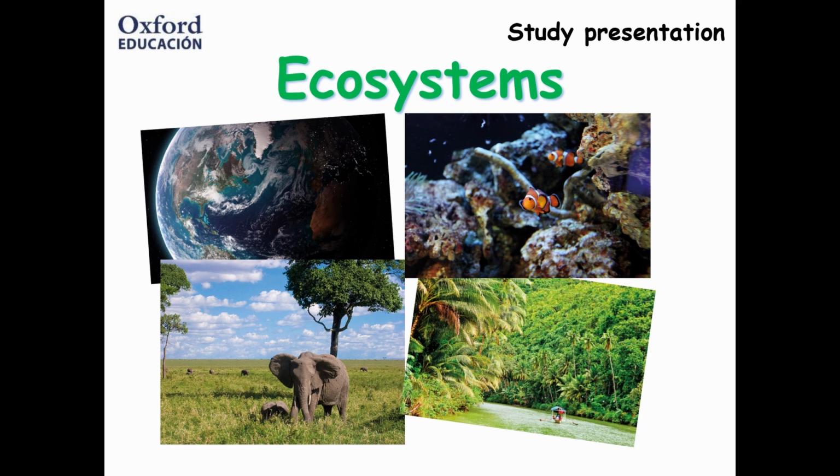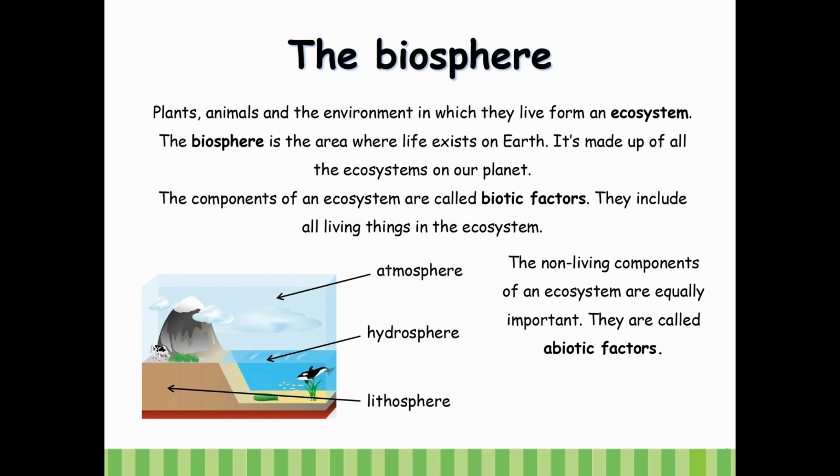Ecosystems. The biosphere. Plants, animals, and the environment in which they live form an ecosystem. The biosphere is an area where life exists on Earth. It's made up of all the ecosystems on our planet. The components of an ecosystem are called biotic factors. They include all living things in the ecosystem: atmosphere, hydrosphere, lithosphere.